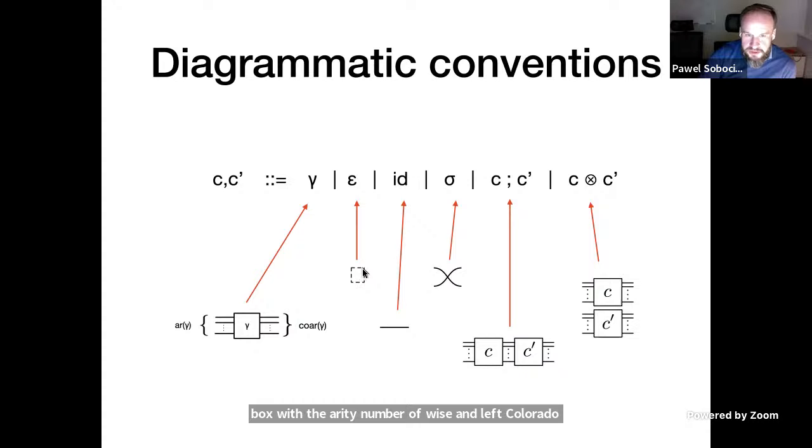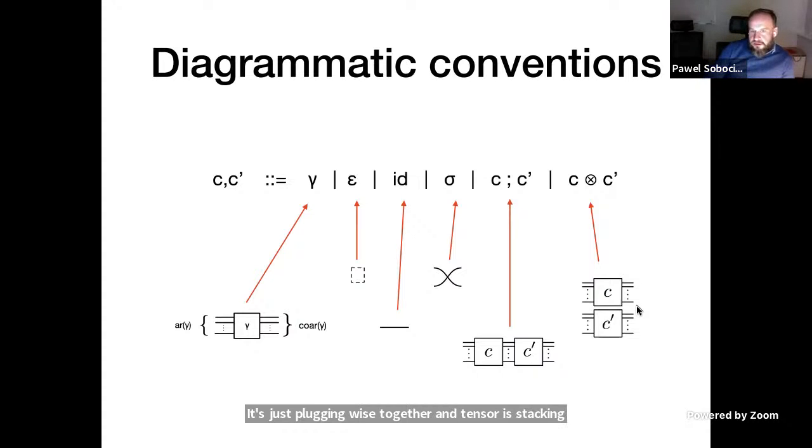My identity on the monoidal unit is just an empty diagram. This is my syntax of the empty diagram. Identity is just a wire. The twist is the twist. Composing is just plugging wires together, and tensor is stacking boxes, stacking things.